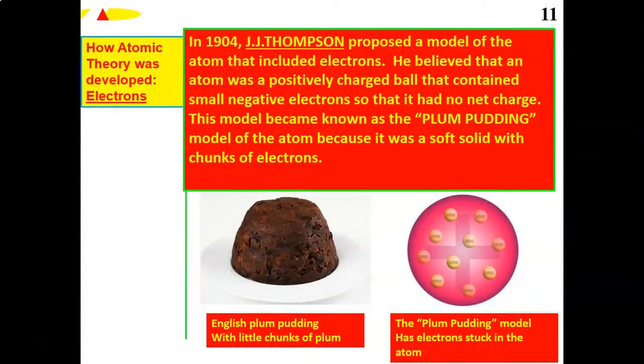So in 1904, J.J. Thomson proposed a model of the atom that included electrons. So he believed an atom was a positively charged ball that contained small negative electrons, so that the overall atom had no net charge. He just believed that the rest of the atom was this big positively charged blob. So you put these little negative electrons into this positively charged blob and it becomes neutral. The model was known as the plum pudding model of the atom because it was a soft solid with chunks of electrons.